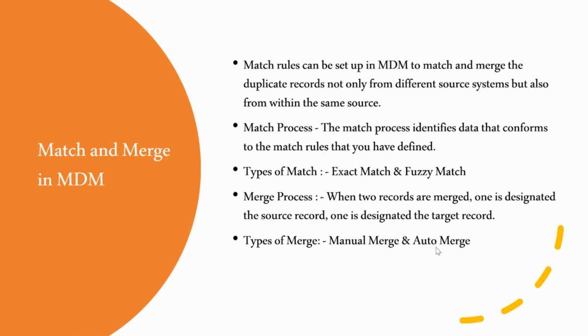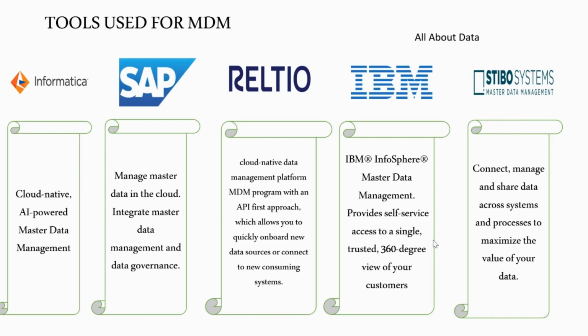For this we have various tools. So these are some of the tools which you can use for match and merge and for all the capabilities of MDM. I have listed a few, but there are many. So let's start with the first one, Informatica. Informatica is a master data management vendor. They have a cloud native master data management, which has AI powered match and merge rule setup. So this is one of the good vendors for master data management, which most of the companies have been using for years. Then we have SAP.